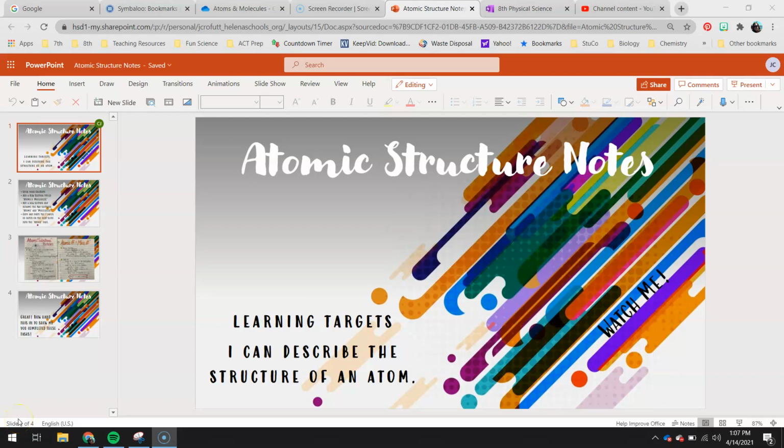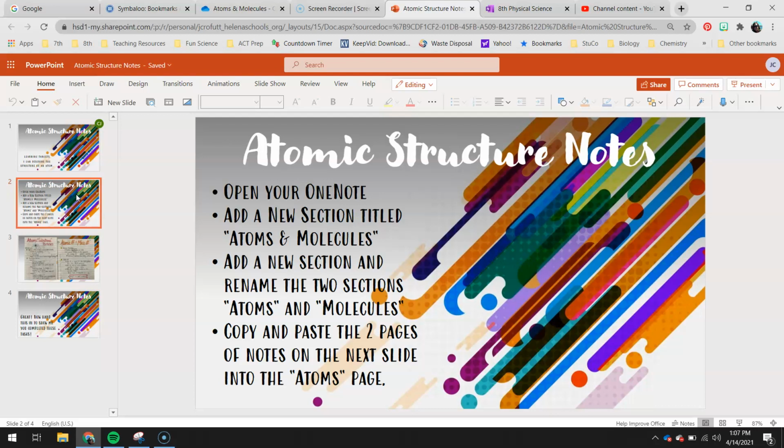Hey 8th graders, so I'm just going to go through your notes really quick with you today. Your learning target: I can describe the structure of an atom. You should have completed the escape room and have a little bit of this background information already, but again, we'll go through that here in a second.